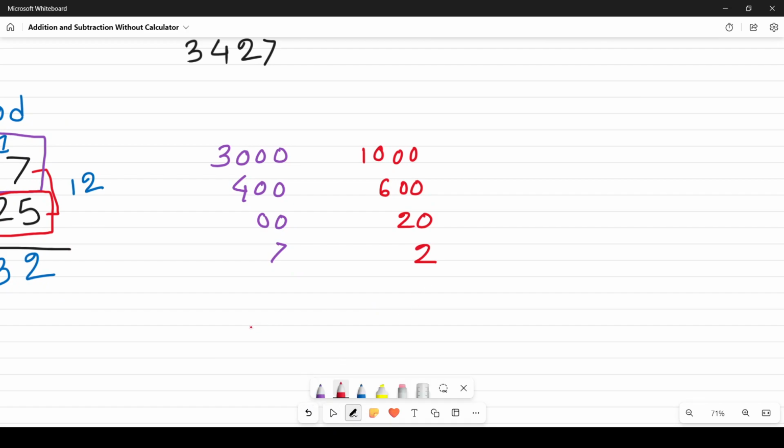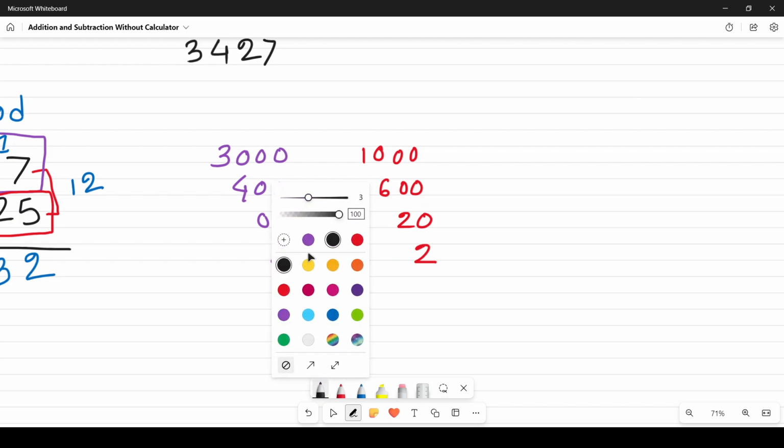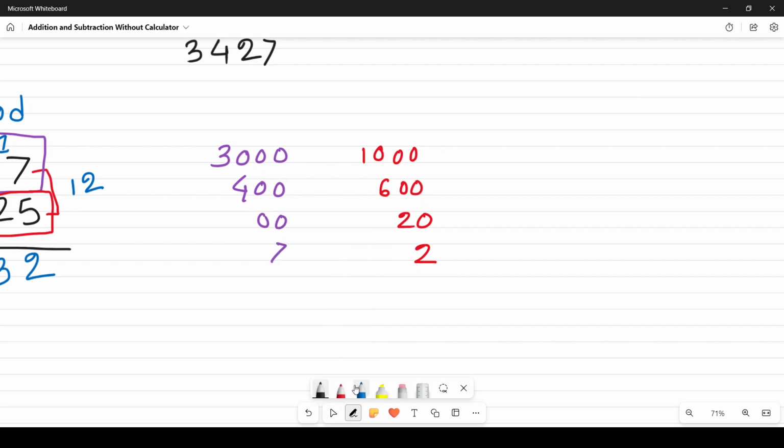So if we add 7 plus 2, let's use a black ink. So if we add 7 plus 2, we get 9. If we add 0 plus 20, we get 20. If we get 400 plus 600, we get 1000. If we add 3000 plus 100, we get 4000. Look what's happening here.